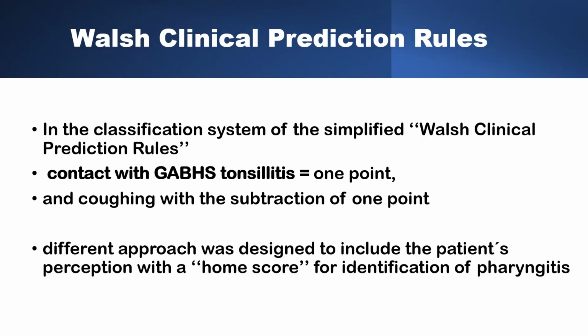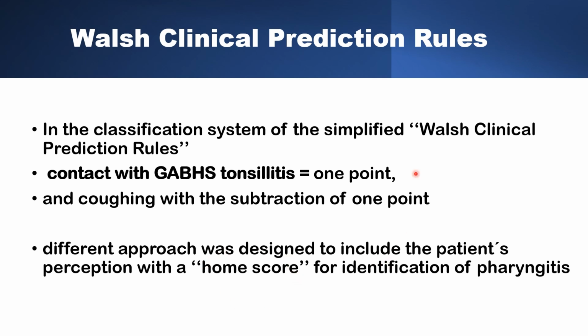Other clinical scoring systems were also suggested, including the Walsh clinical prediction rules, which adds 1 further point for a contact between the patient and another patient who has a group A beta hemolytic strep tonsillitis. So if he's in direct contact with another patient with proven tonsillitis, he will get an extra point.